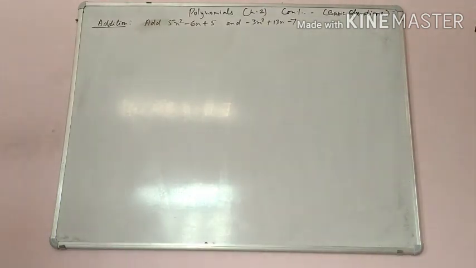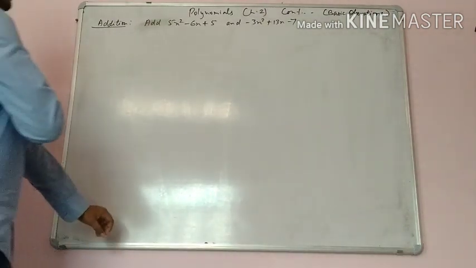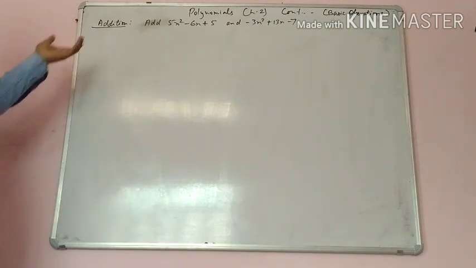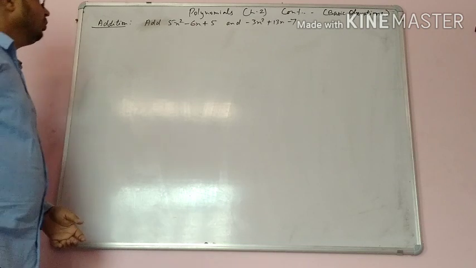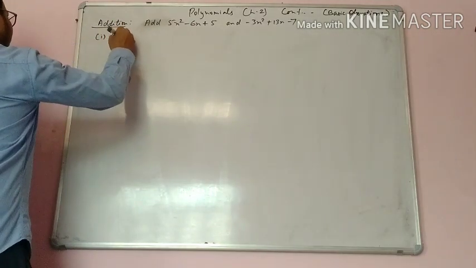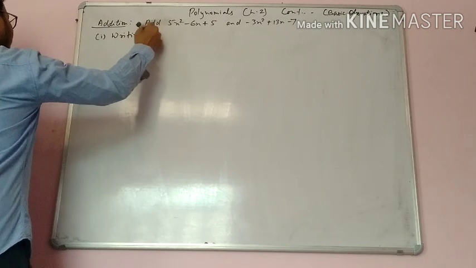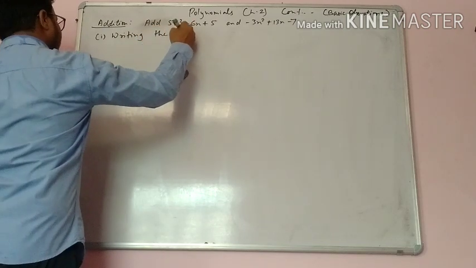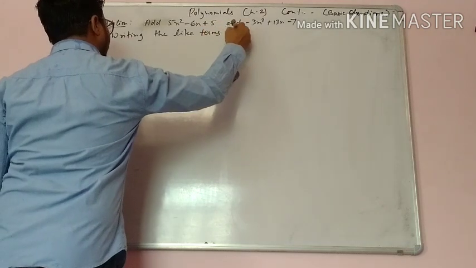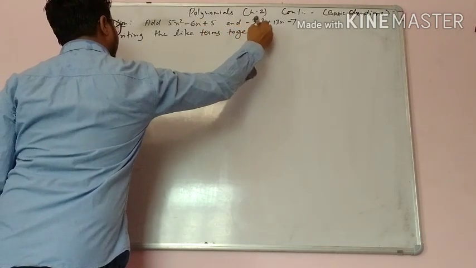Yes, we are going to continue with that. We are doing the basic operations on polynomials. The first one we are doing is addition. I told you that the first method is writing like terms together.